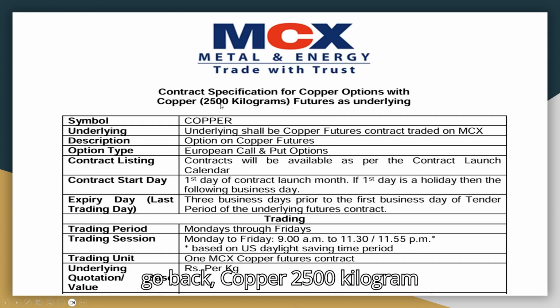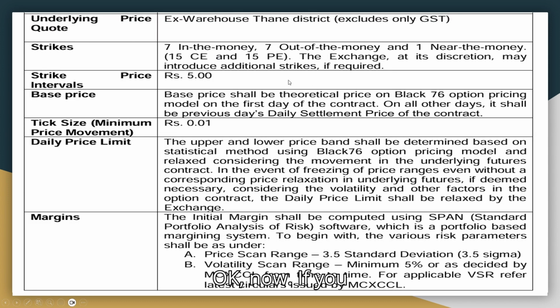So pretty much you can refer to this. Let me go back. Copper 2500 kilogram futures as underlying, so the unit weight is 2500 kilogram. Now if you see here, strike is 7 in the money, 7 out of the money, and 1 near the money. So in total the exchange provides you 15 strike prices. You have got 1 ATM, 7 out of the money, 7 in the money. Strike price interval is 5.